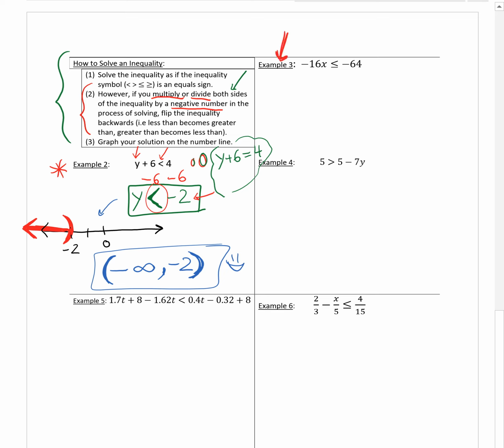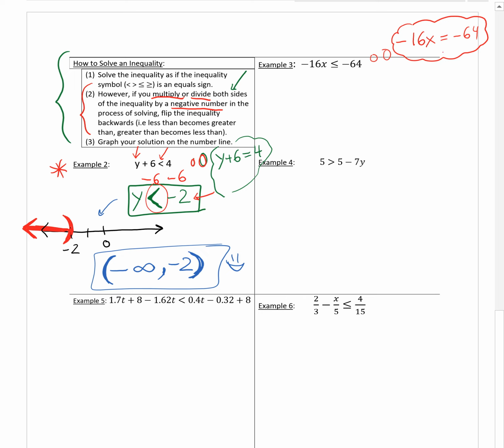We got example 3. So this one, I'm going to do the same thing. I'm going to imagine this was an equal sign. So imagine this looked like negative 16x equals negative 64. But the only thing I got to keep in mind is if in the process of solving this I ever divide or multiply by a negative number, I better flip that inequality backwards.